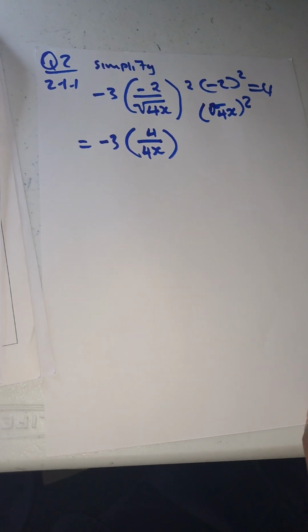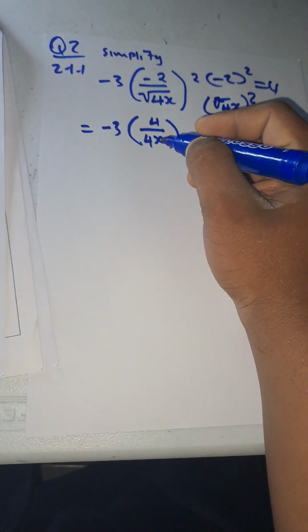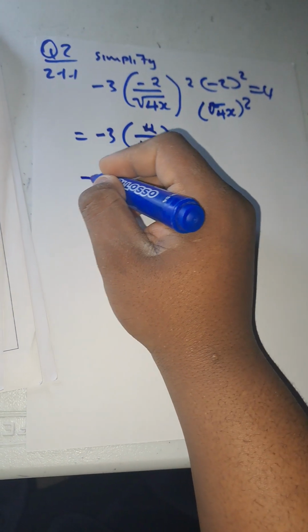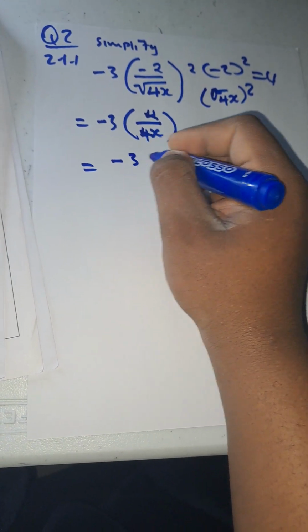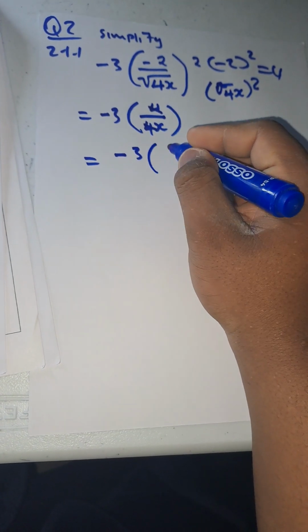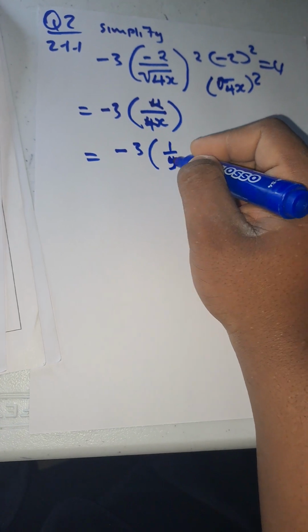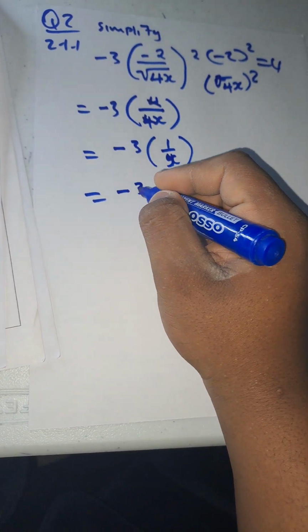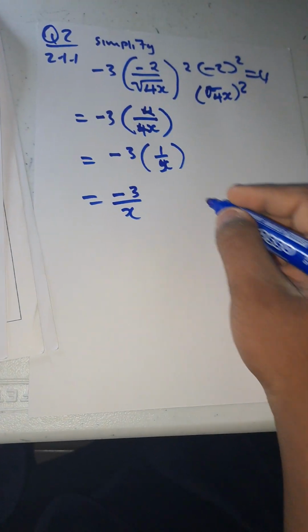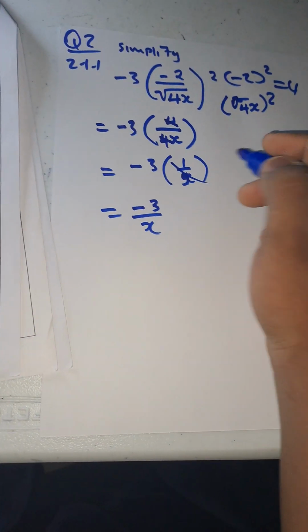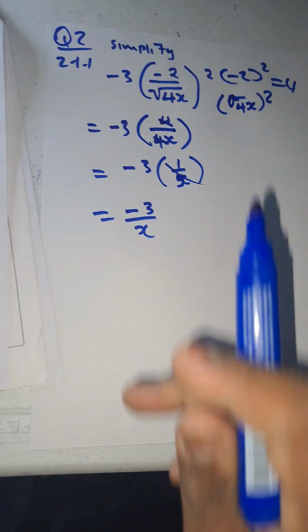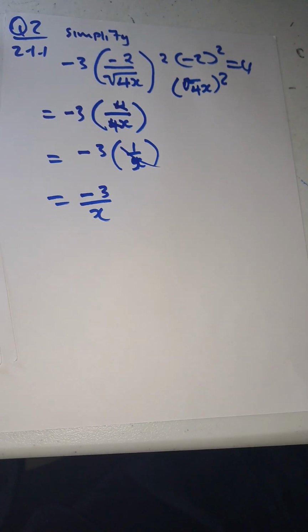Since I have a fraction and a division line, I can see that this 4 will cancel with this 4. And then I'll be left with what? Minus 3. Inside I have 1 over x. So it will be simplified to negative 3 over x. See? This one I don't need, but you just have to know that I'm left with minus 3 over x, which is your answer.